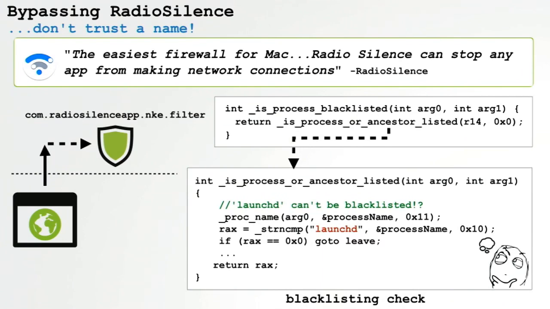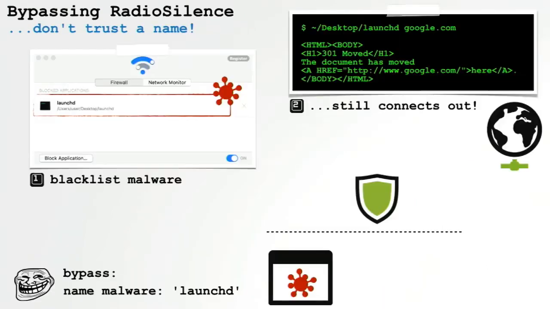And by default, it actually allows any new process. So it basically takes a more blacklisting approach, expecting the user to blacklist a process. Now, if you look at the disassembly for its blacklisting logic in the kernel, we can see it's checking the name of a process. And if the process named is launchd, it cannot be blacklisted nor blocked.